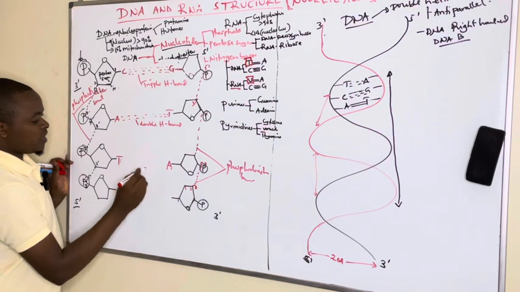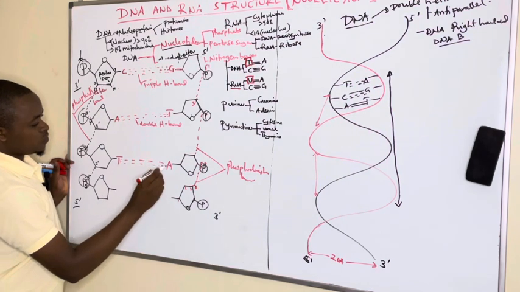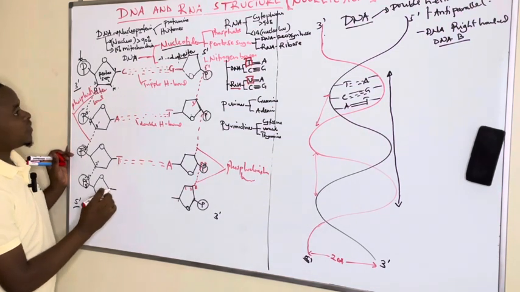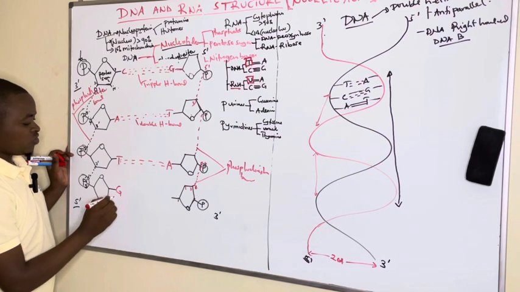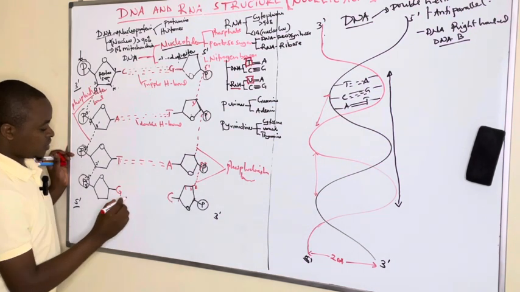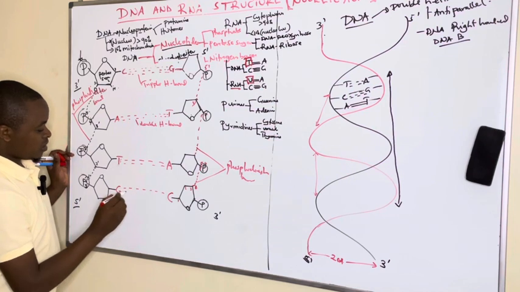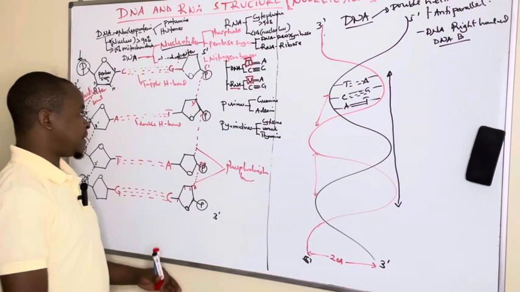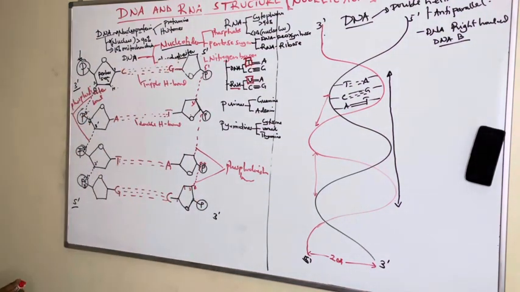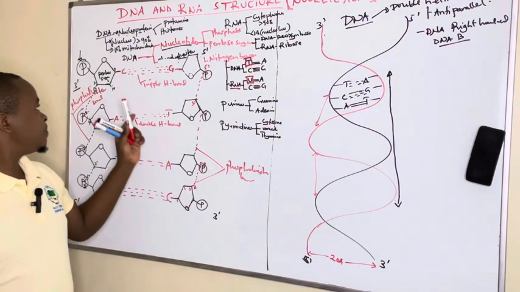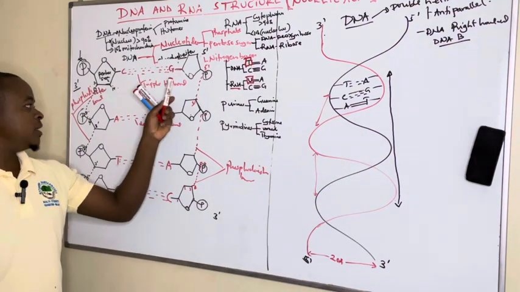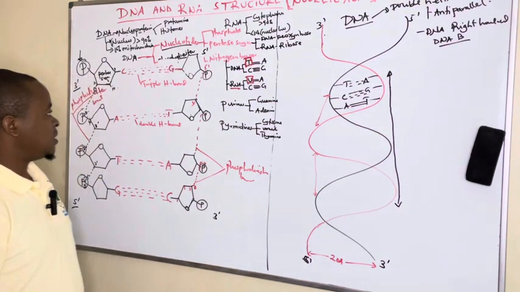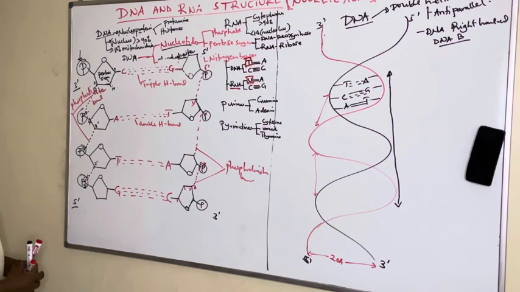Thymine is complementary to adenine by two, or what we call double hydrogen bonds. And if this is a guanine nucleotide base, it will be complementary to cytosine by a triple hydrogen bond. So we are saying that the two strands are joined together by complementary base pairing, whereby cytosine and guanine have a triple hydrogen bond, then adenine and thymine have a double hydrogen bond. So this is the structure of DNA.